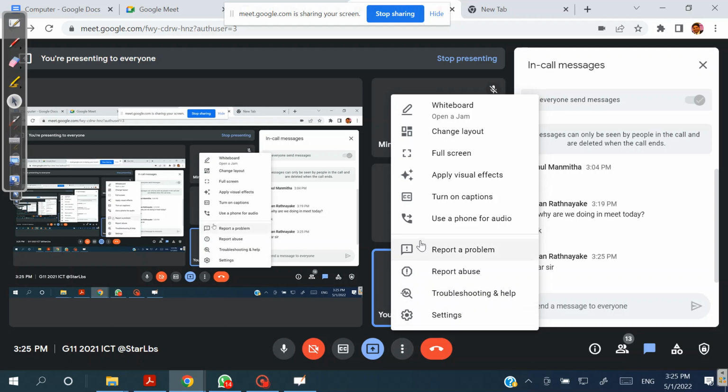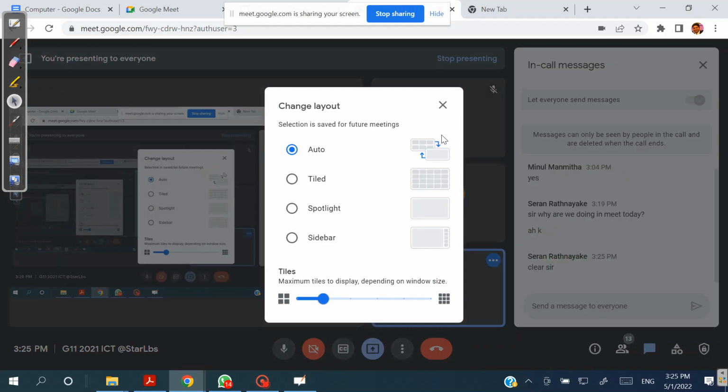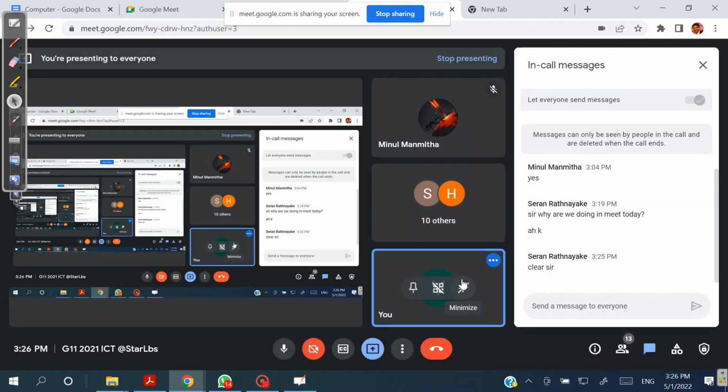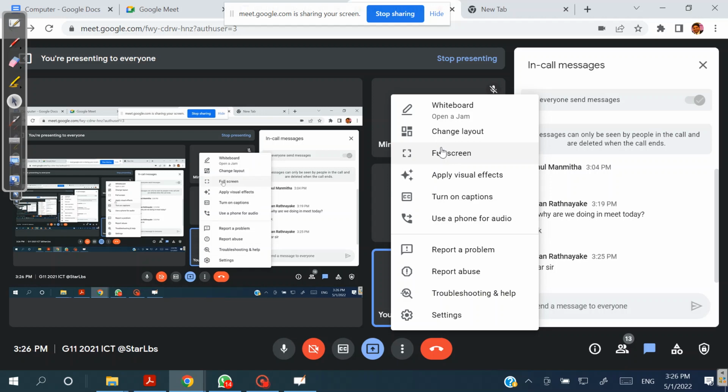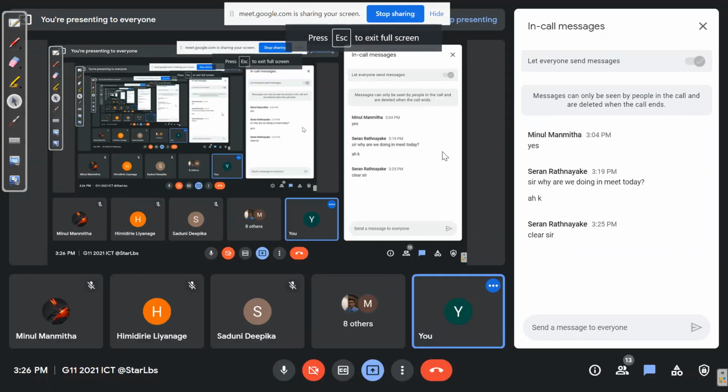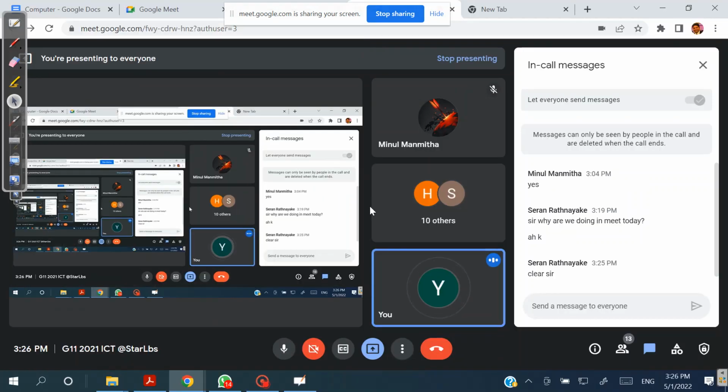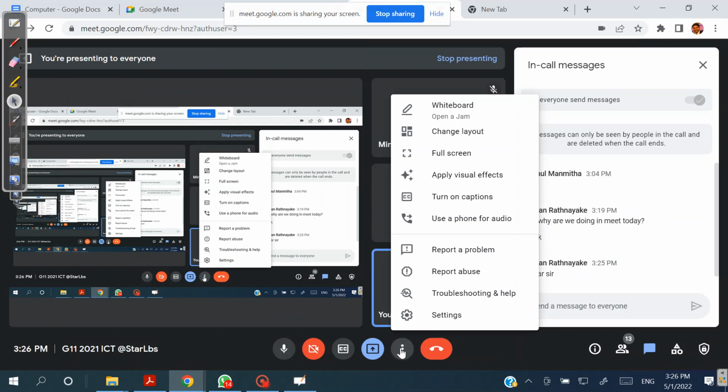Meanwhile, I'm just trying to figure out whether there is any way that I can have the chat on the float. I guess not. If I go for full screen, no, I'm not given the chance. Yeah, anyway.